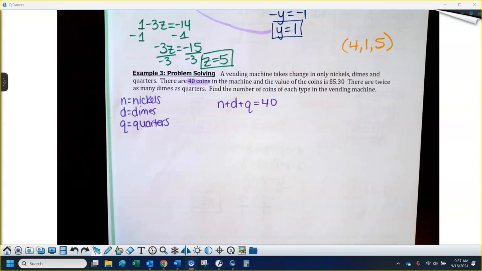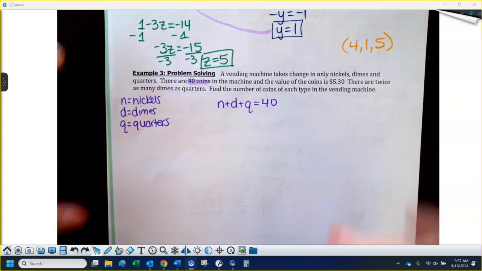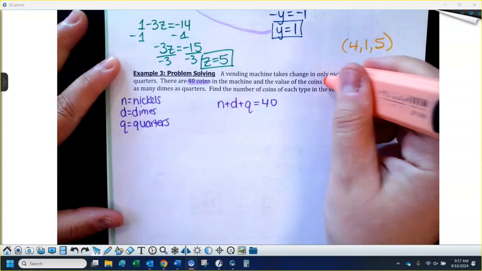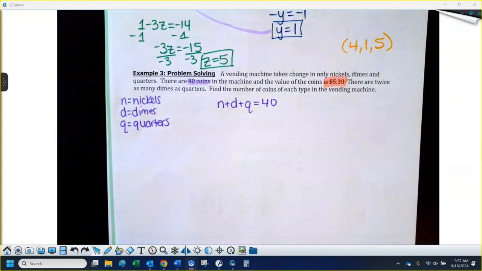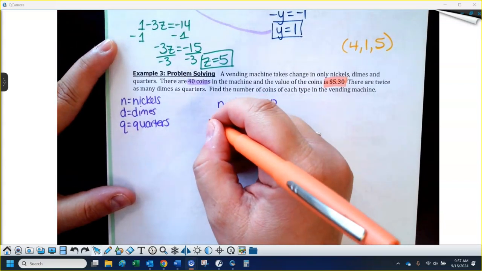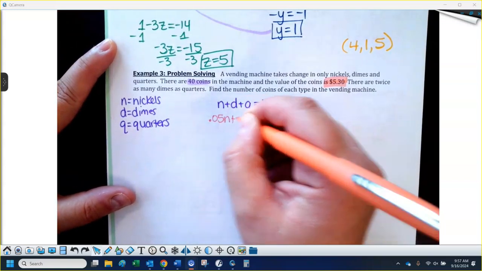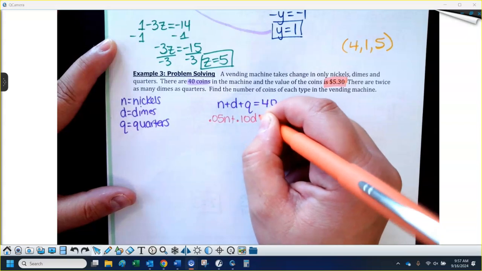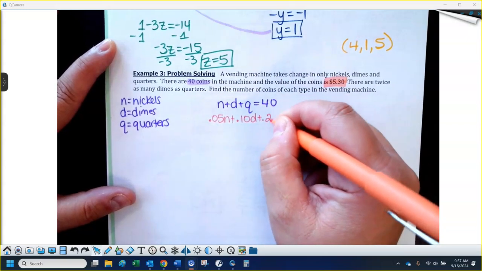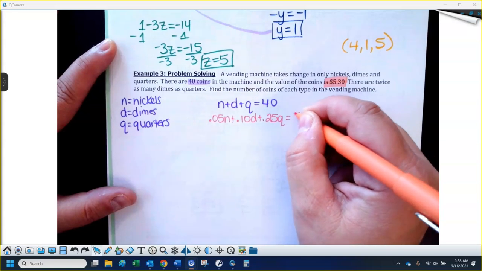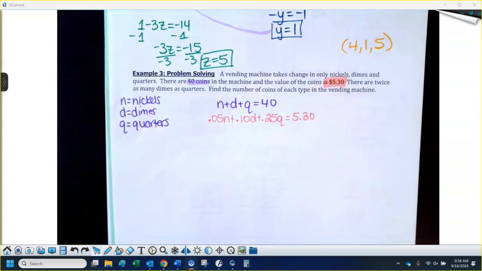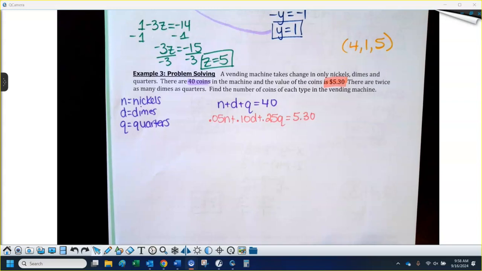We have the value of the coins is $5.30. So I can get a full equation out of that. Can anybody tell me what the equation would be if you know that you've got nickels, dimes, and quarters and it's $5.30? Yeah. Perfect, perfect, perfect. Okay, you don't need the 0 in front of the D. I just like to do that to help line stuff up.